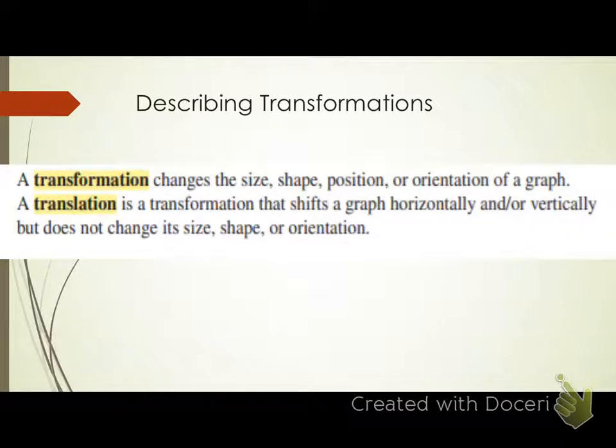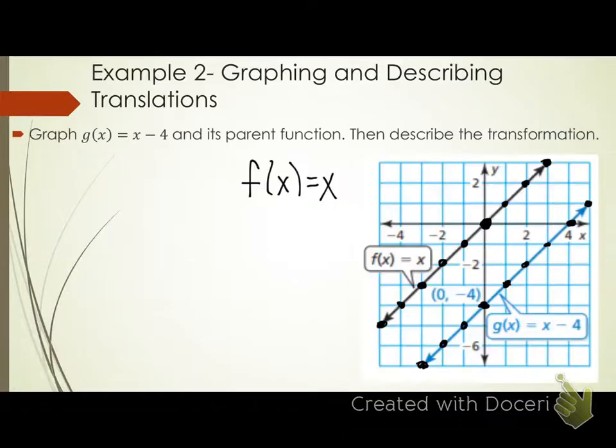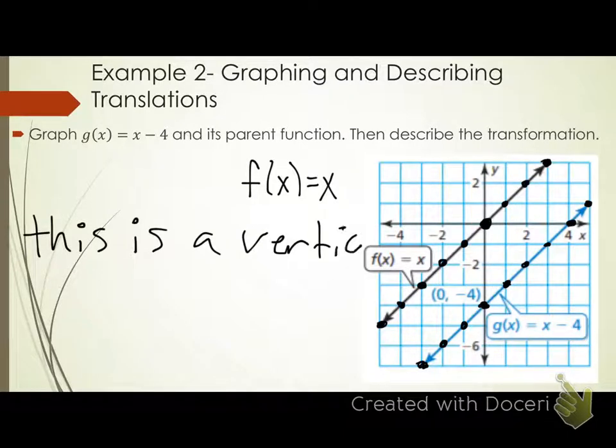This is a translation because it's a transformation that shifts a graph horizontally and/or vertically, but does not change its size, shape, or orientation. So is this a vertical or horizontal translation? Vertical, because it moved down 4. Is everyone okay with that? So, I would say this is a vertical translation.